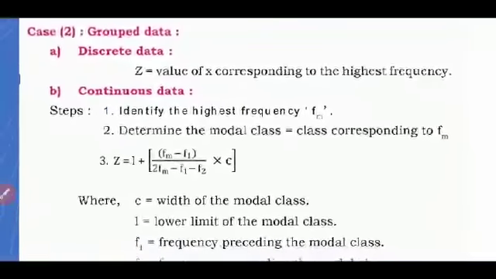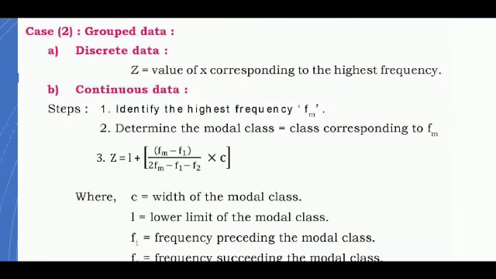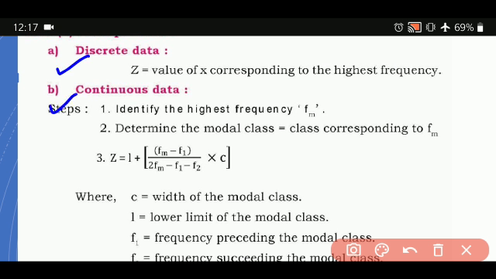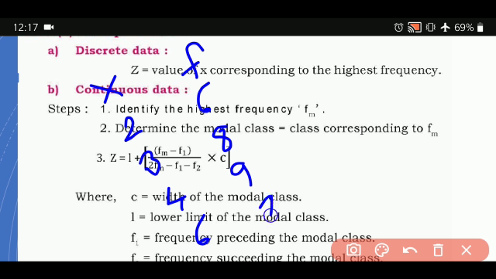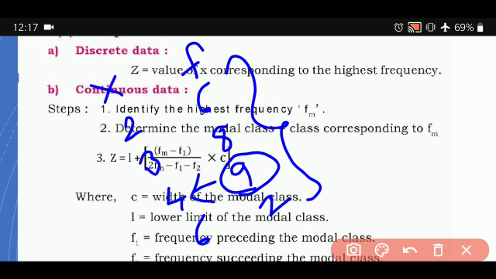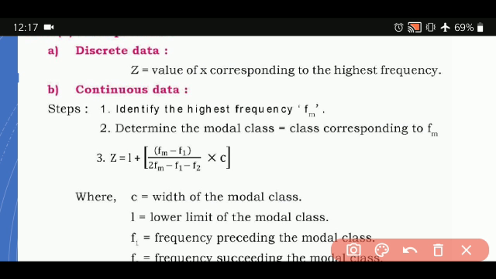For grouped data, which is divided into discrete and continuous, for discrete also you don't have a formula for mode. Z is equal to the value of x corresponding to the highest frequency. For example, x is 2, 3, 4, 6 and the frequency f is 6, 8, 9, 2. Among these frequency values, the highest is 9. The value corresponding to the highest frequency is 4. So mode is equal to 4. We will solve examples on that. I am just explaining to you all.